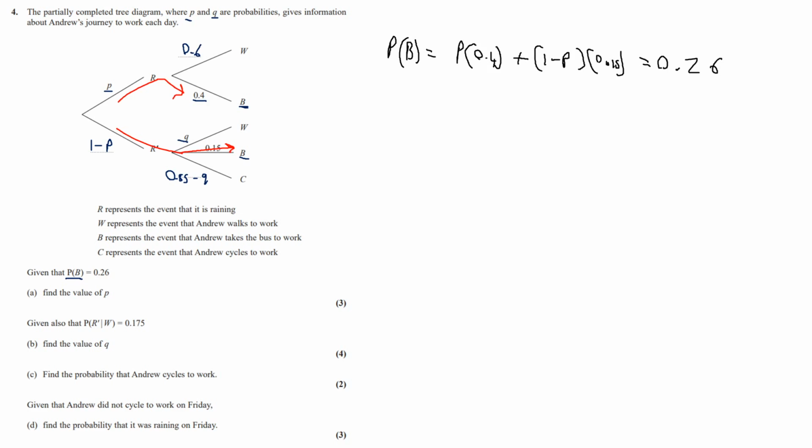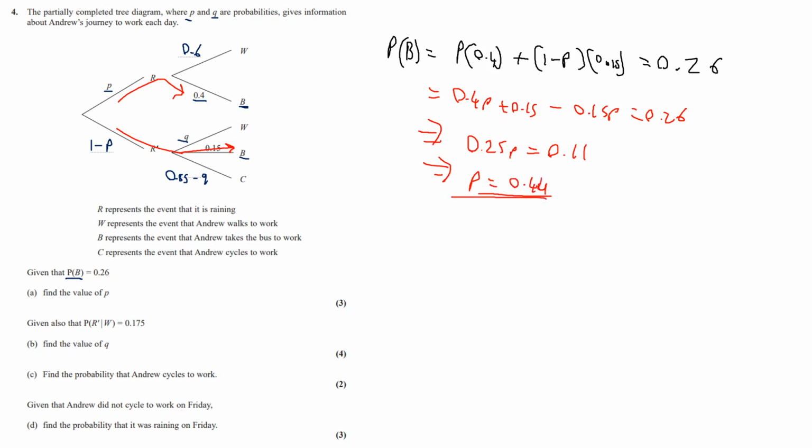So now let's work out the probabilities. So we can solve this like an equation now. 0.4p plus 0.15 minus 0.15p is equal to 0.26, which means that 0.25p is equal to 0.11, and so therefore p is equal to 0.44. So that's part 1 done.